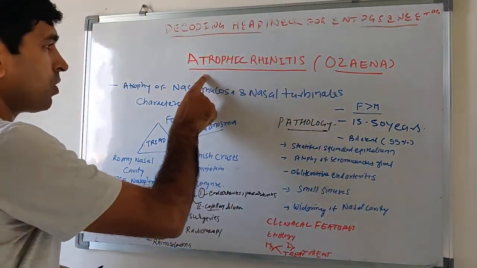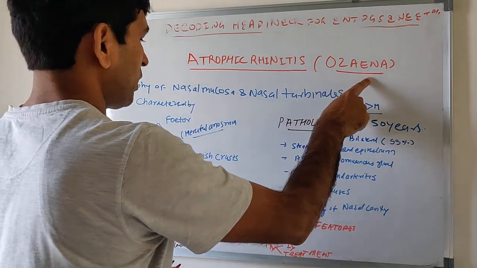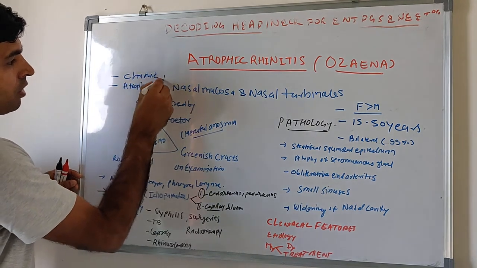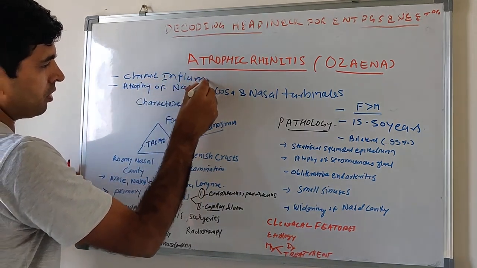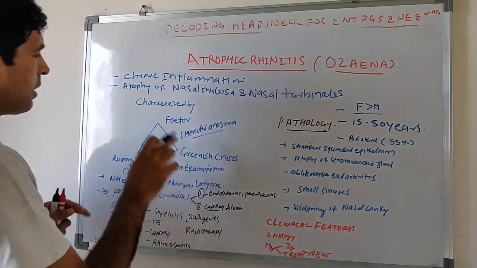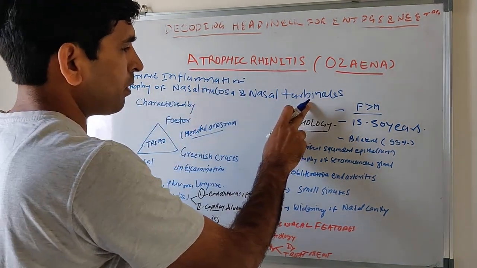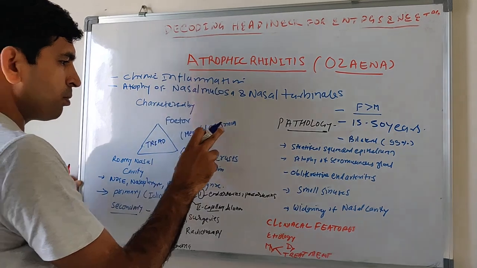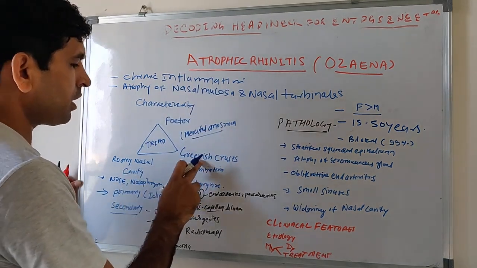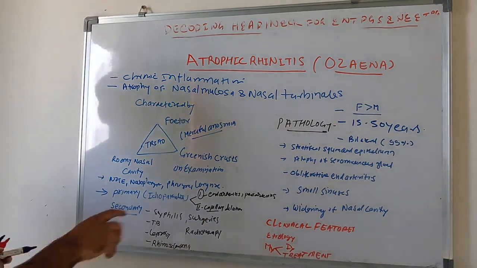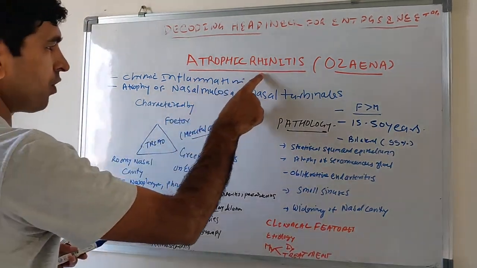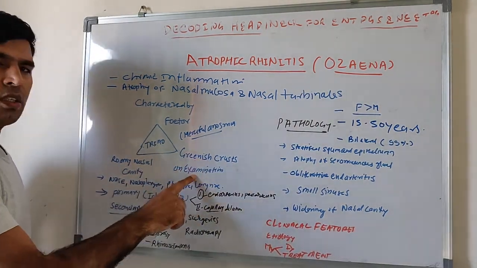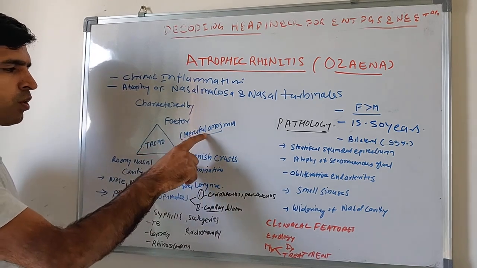Today's lecture is about atrophic rhinitis, also called ozaena. This is a chronic inflammation characterized by atrophy of nasal mucosa and nasal turbinates, leading to characteristic features: anosmia, roomy nasal cavity, and greenish crust on examination. This is the classical triad of symptoms of atrophic rhinitis: roomy nasal cavity, greenish crust on nasal examination, and a feature that is also called merciful anosmia.